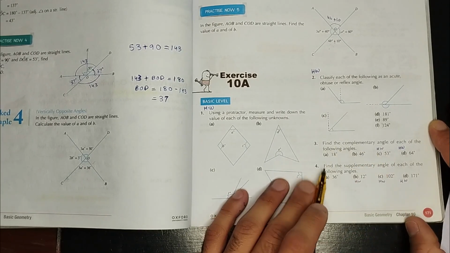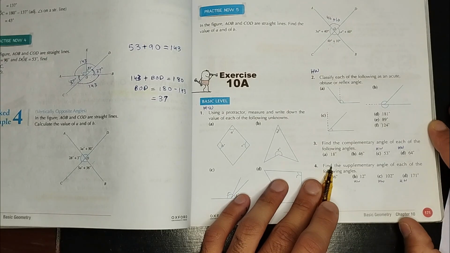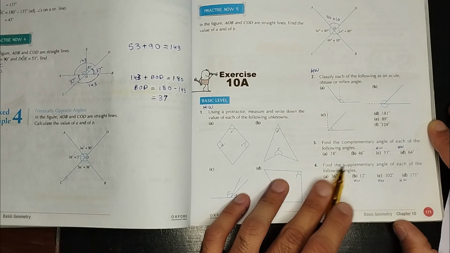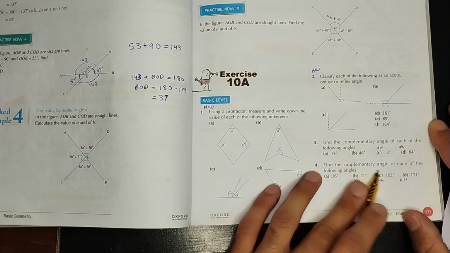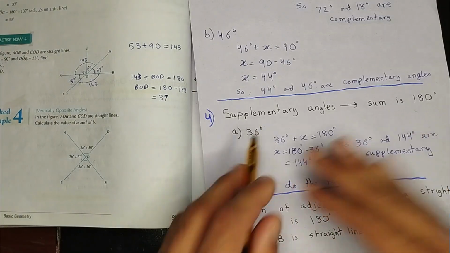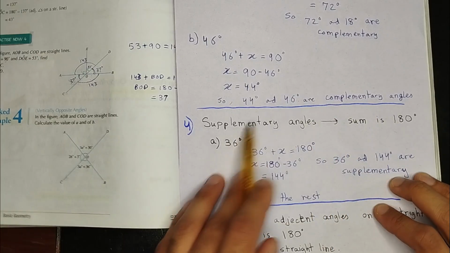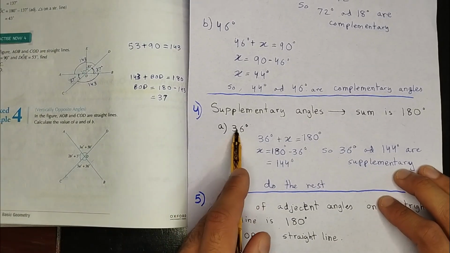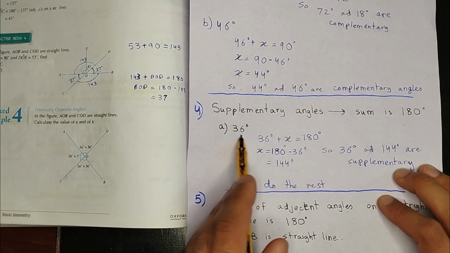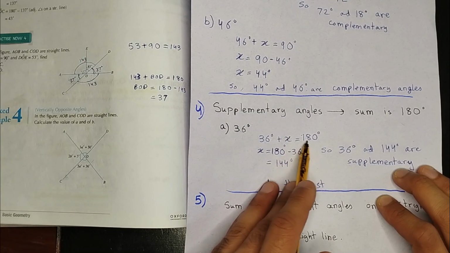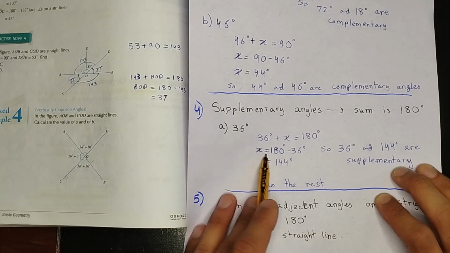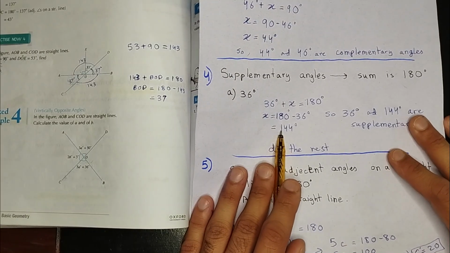Then again, we have a very similar question here. Instead of 90, we're going to use 180 here because we're using supplementary angles. Supplementary angles means the sum is 180. So what am I going to add with 36 that's going to make 180? I just made a linear equation and I solved it. I got the value, which is 144.